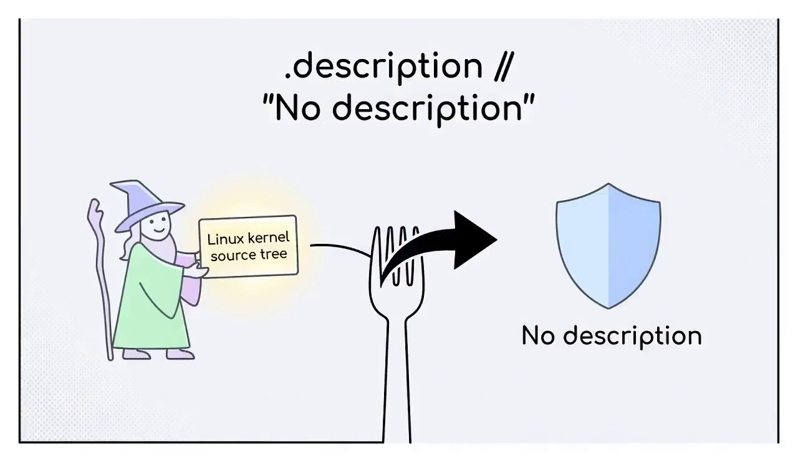Fifth slice. .description // "no description" demonstrates the alternative operator. If the field exists, use it. If missing, fall back to a safe default.